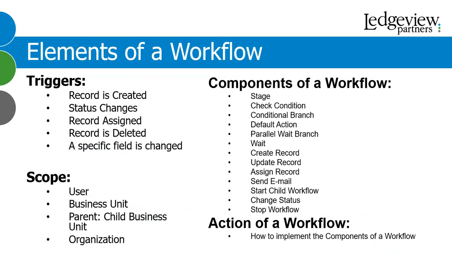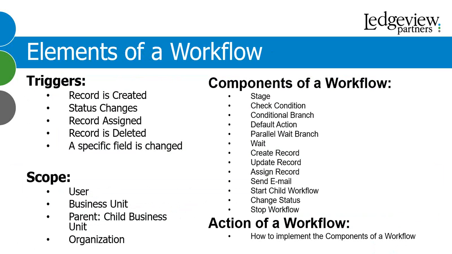A default action, if your check condition or your conditional branch ever failed, this is the default action that takes place. Parallel wait branch, very, very uncommonly used component, but what it does is the wait condition that runs in parallel to your original workflow. Now, a wait condition is very, very common. If you ever trigger a workflow, but you want it to wait 24 hours before it does the action, that's what a wait condition is. So if you trigger it off of a lead being created, you'll have to wait 24 hours before sending an email.